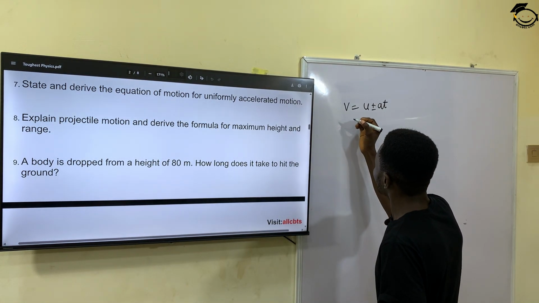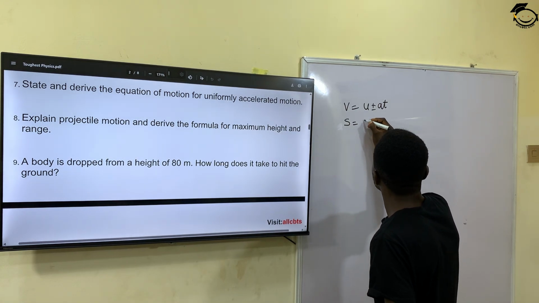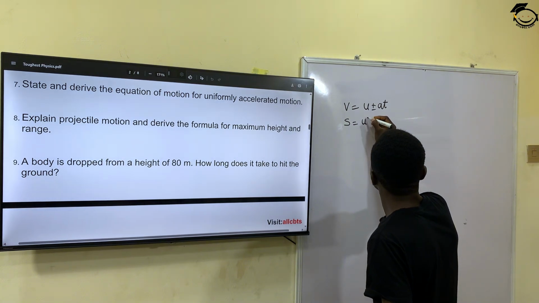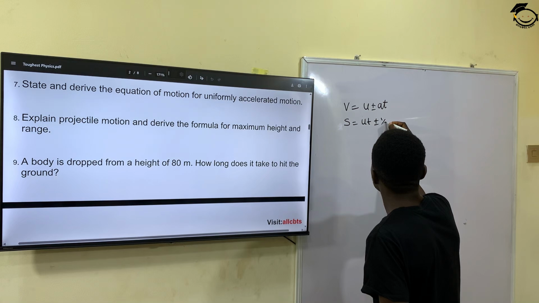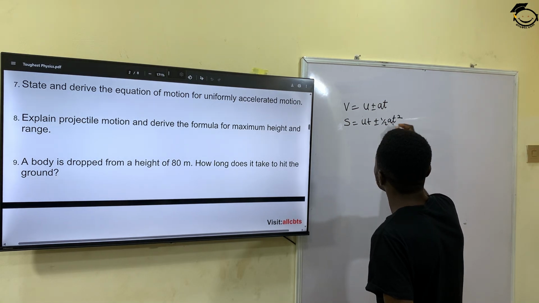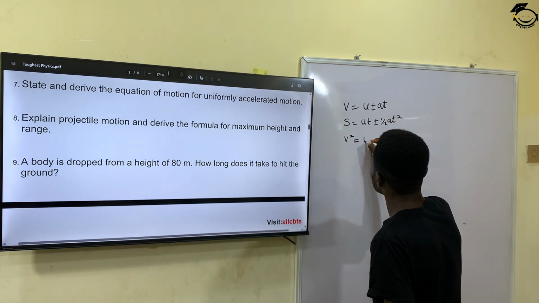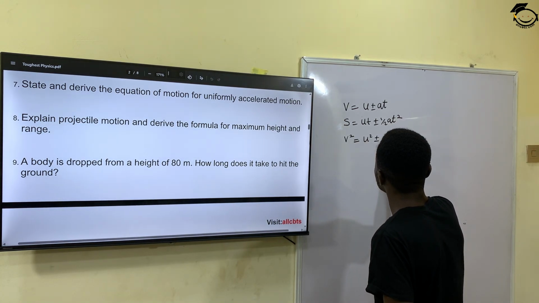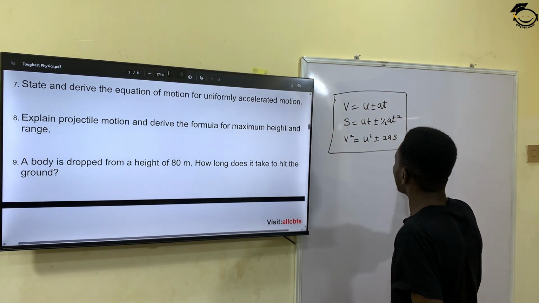The second equation of motion says that S is equal to ut plus or minus half at squared. The third equation of motion says that v squared is equal to u squared plus or minus 2as. So these are the equations of motion.